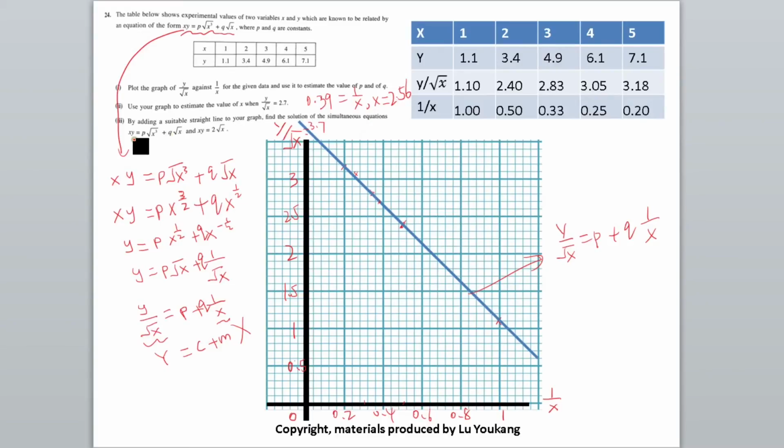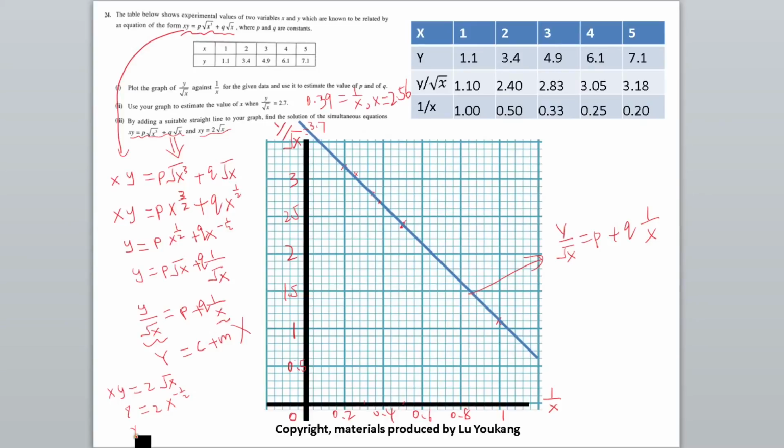And we are asked to add a suitable straight line to this graph and find the solution of the simultaneous equations. So what I have done above, I have simplified the first equation, and now I have another equation, xy equals 2 square root x. For equation 2, xy equals 2 times square root x, you need to manipulate or convert this equation into a form where your vertical axis is y over square root x and your horizontal axis is 1 over x.